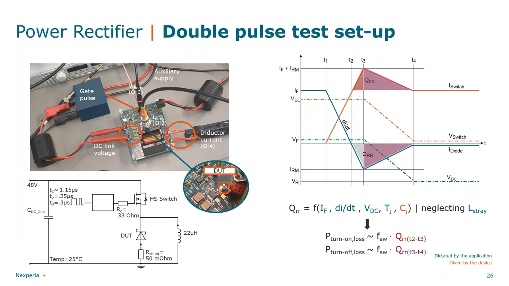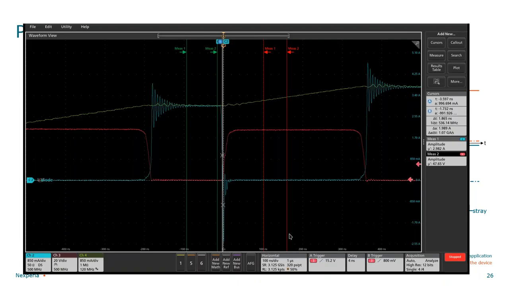But before we do that, maybe I quickly show you an oscilloscope screenshot of the double pulse. In red, you have the reverse voltage. In blue, you have the forward current. And in green, you have the inductor current. We are now mainly interested in the point where the red curve and the blue curve overlap.